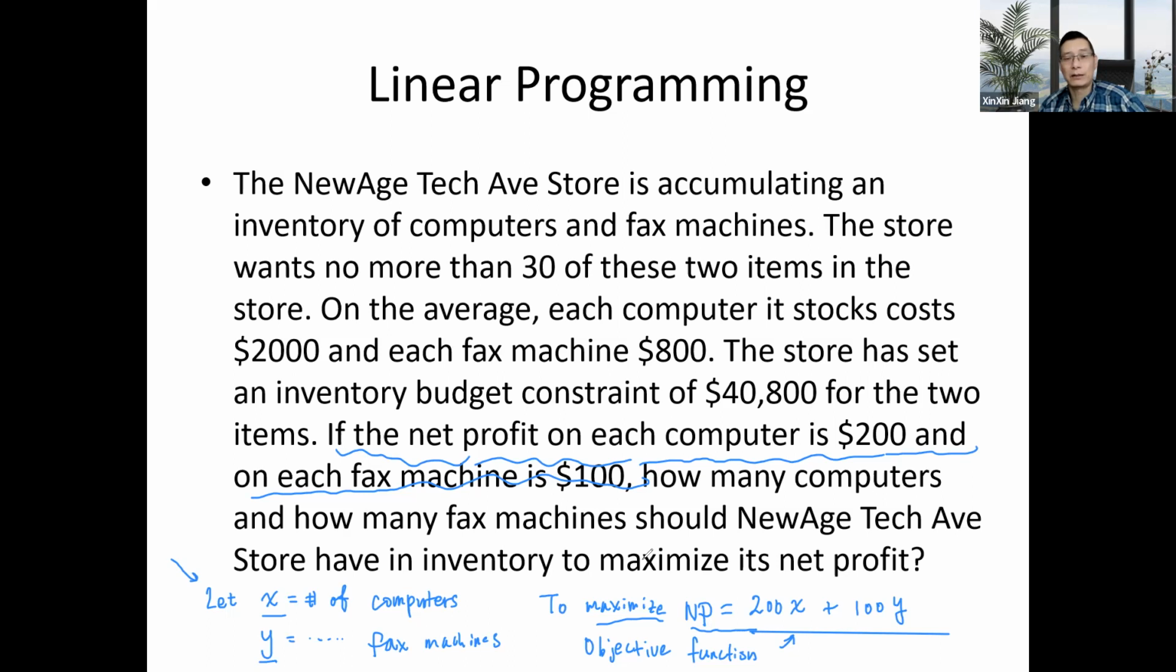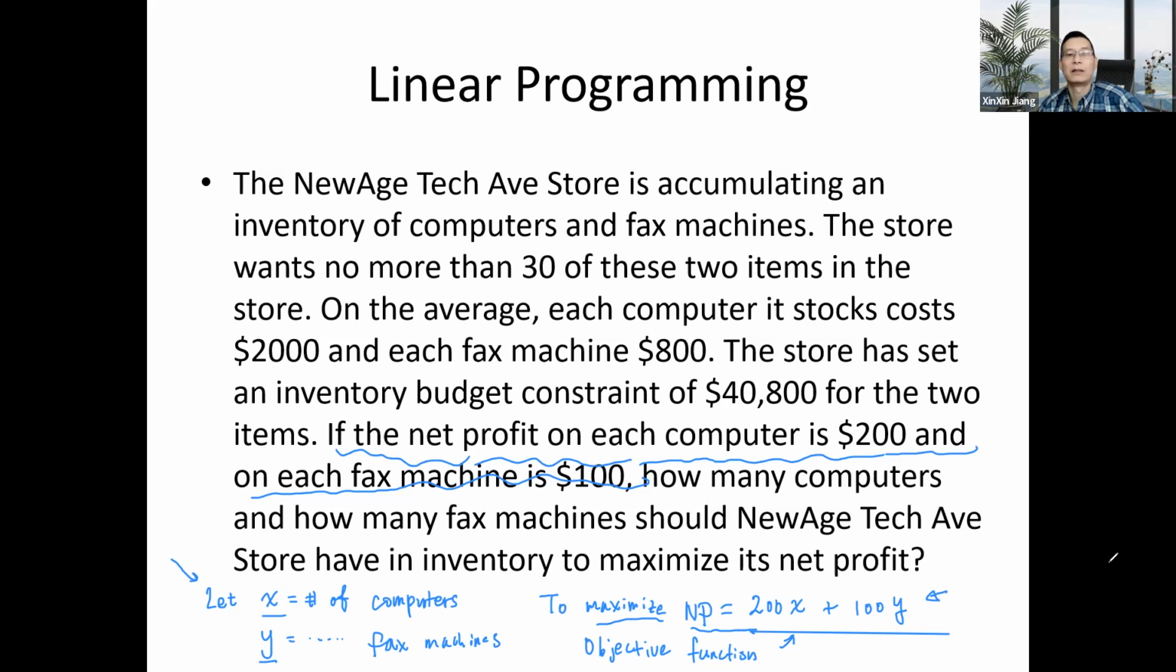Now, obviously, we're not going to stop here because if there's no constraint, you just have more computers, more fax machines, and the net profit would be bigger and bigger and bigger. There's no end, there's no bound. Certainly, that's not the reality. So the reality is that there are some kinds of constraints. One, the store wants no more than 30 of these two items in the store.